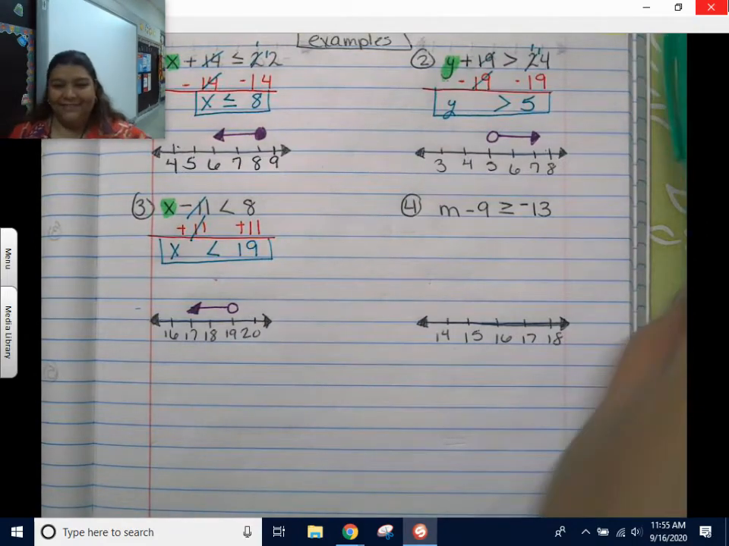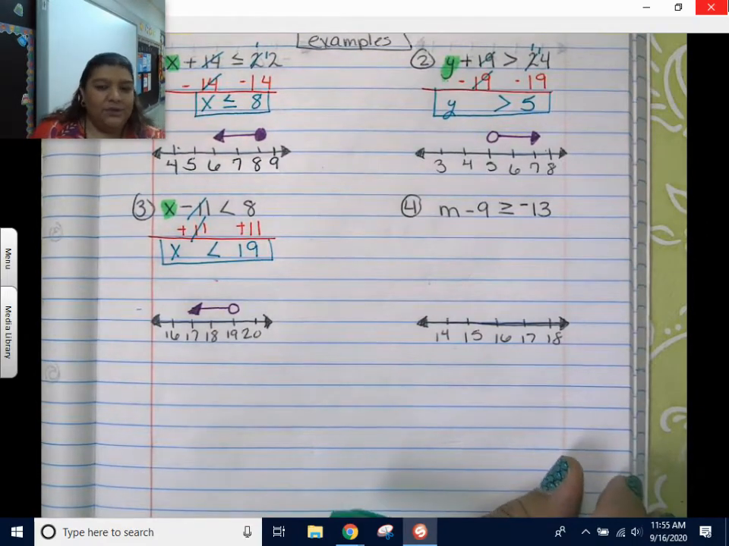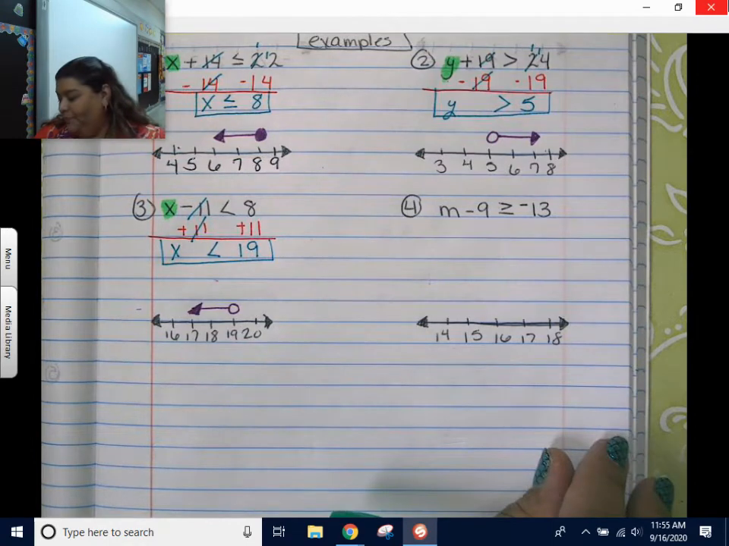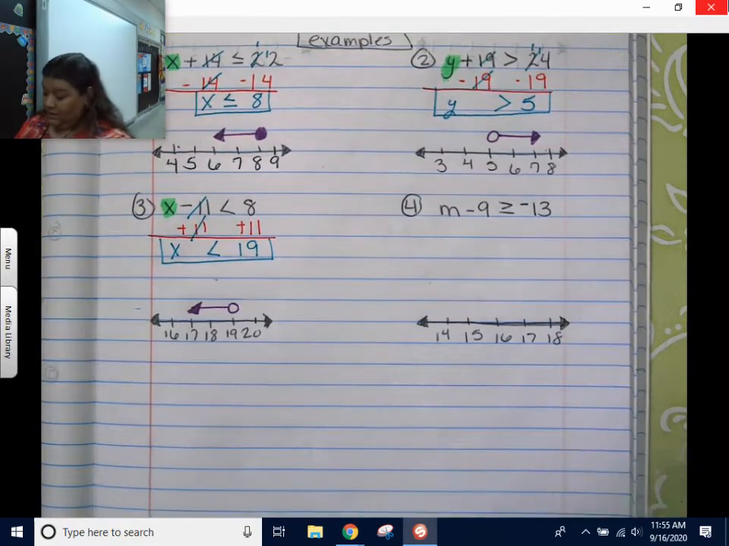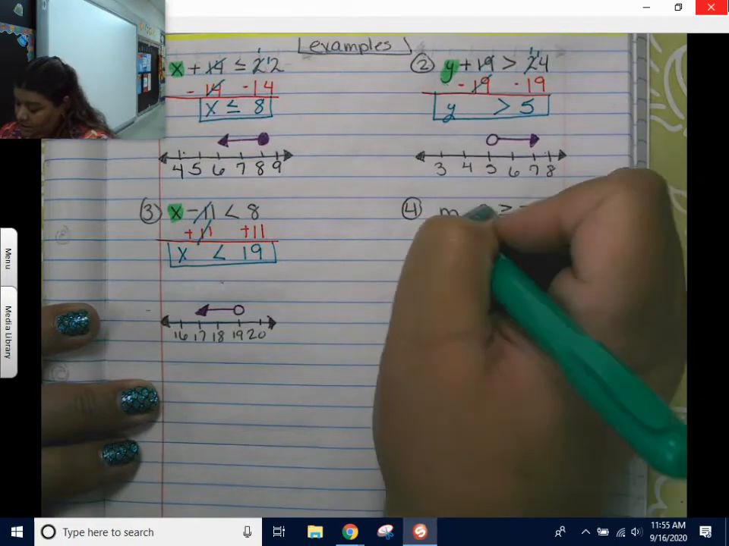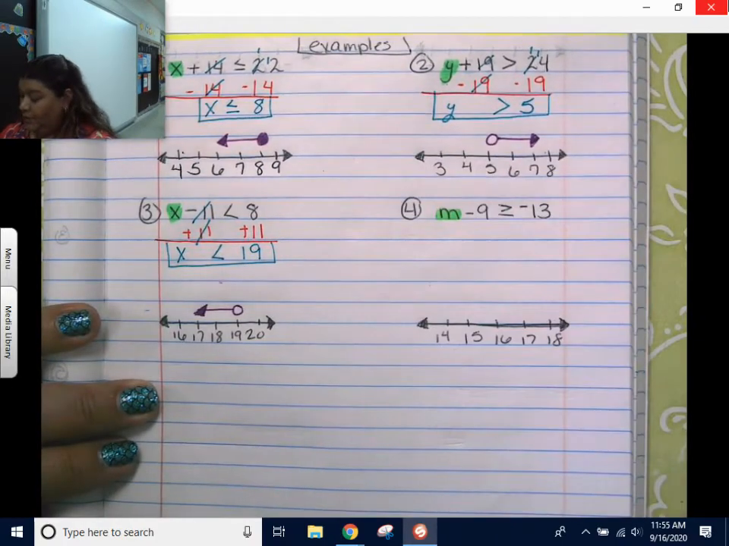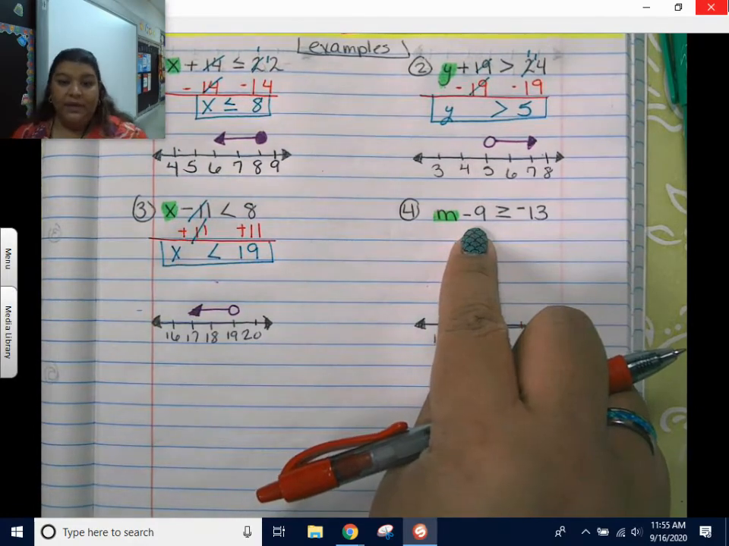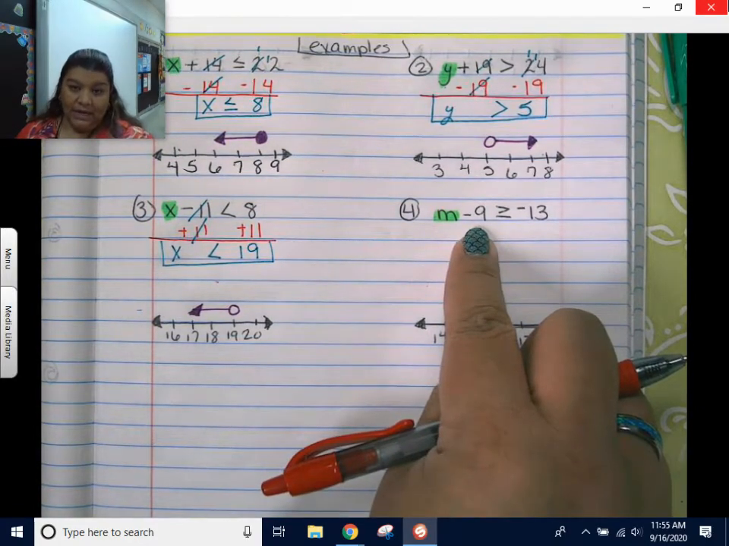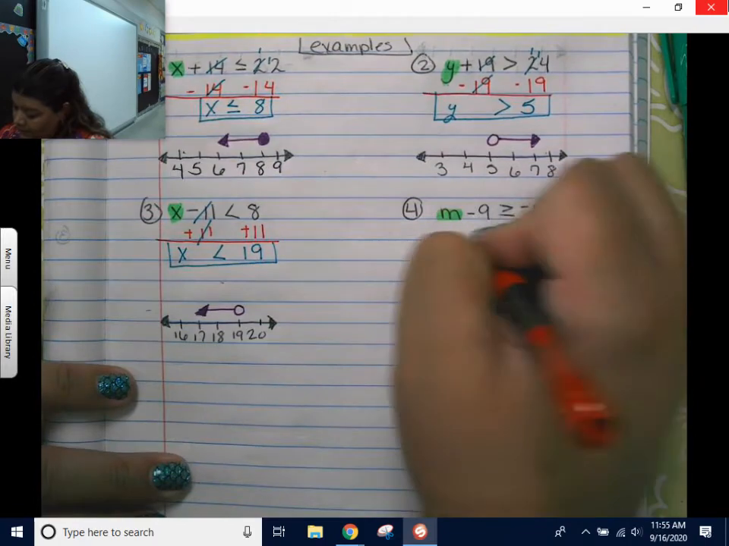Getting the hang of it? That's not too bad. It's just math. I love it. Look at the last one we have together. M minus 9 is greater than or equal to negative 13. You know your first step. Good. That means the number that we have to get rid of is the minus 9. The opposite of subtracting 9, adding 9.